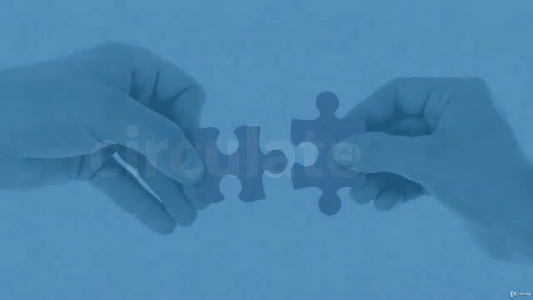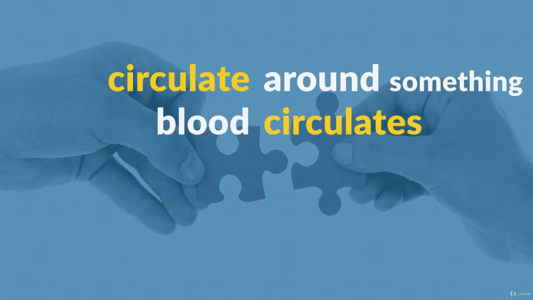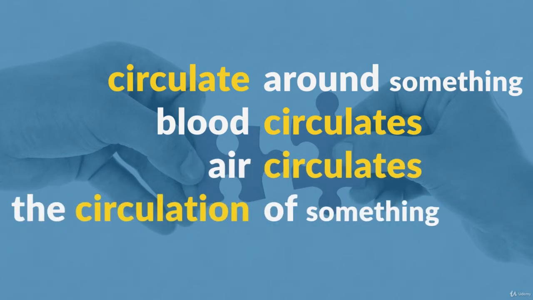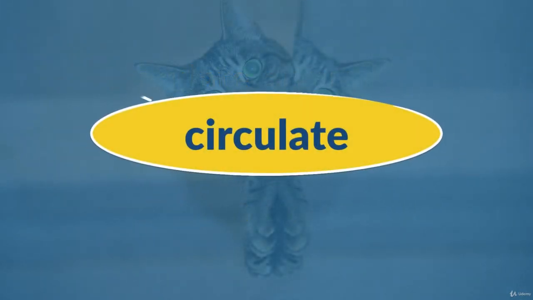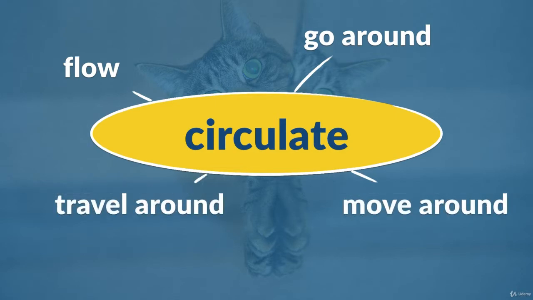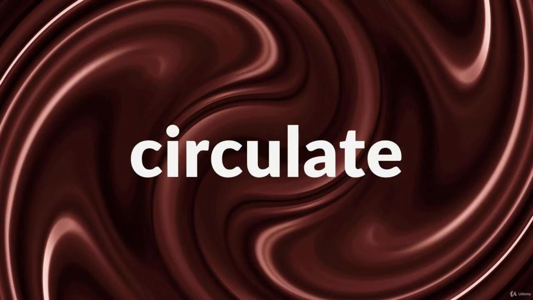Some common collocations: you circulate around something. Blood circulates, air circulates, and we can talk about the circulation of something. Some synonyms: flow, go around, so blood goes around the body, move around, travel around. Circulate.